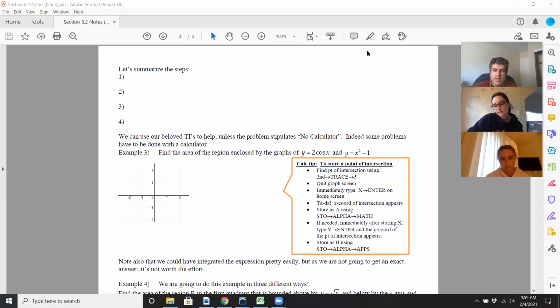And actually, the more I think about it, I should probably go into my other device here, because I'm going to show you how you can do this more accurately. Let me just drop this down really quickly here. y equals x squared minus 1.